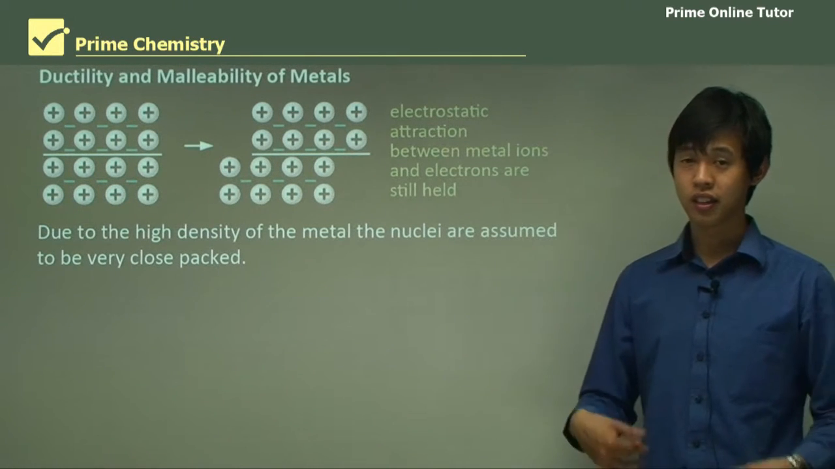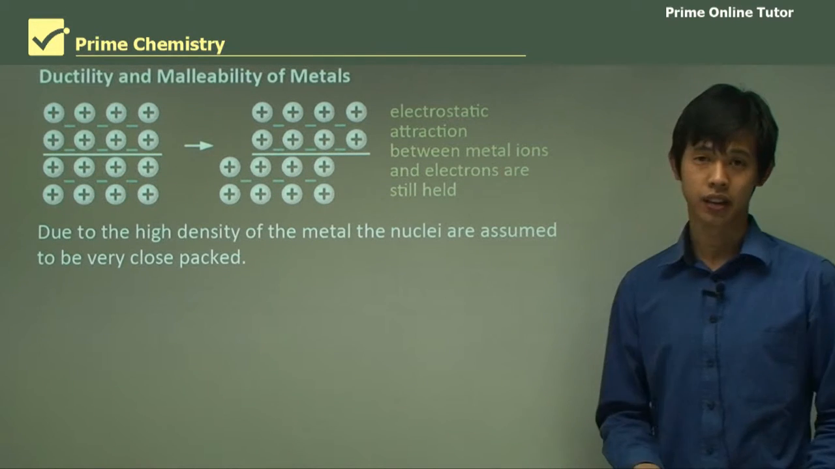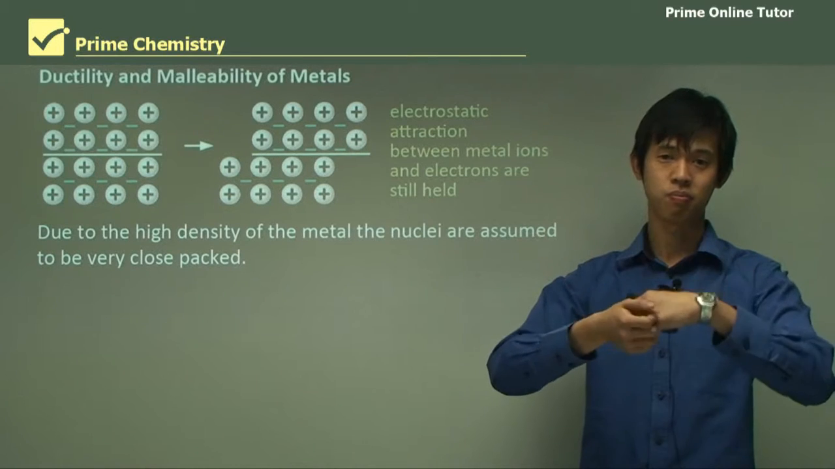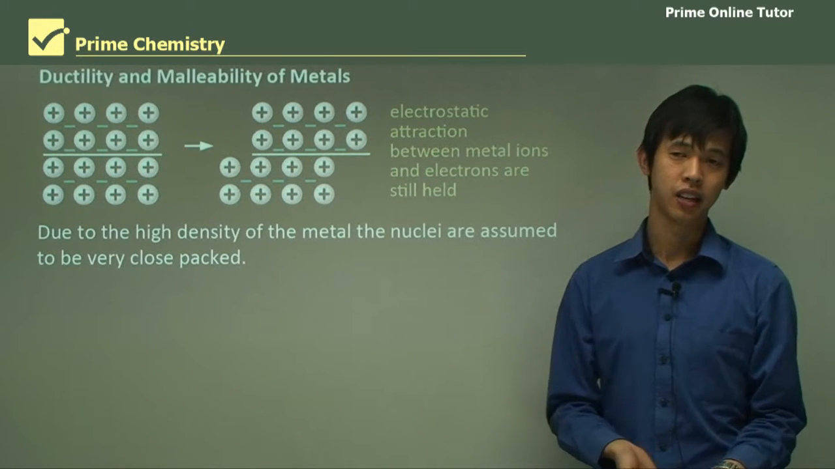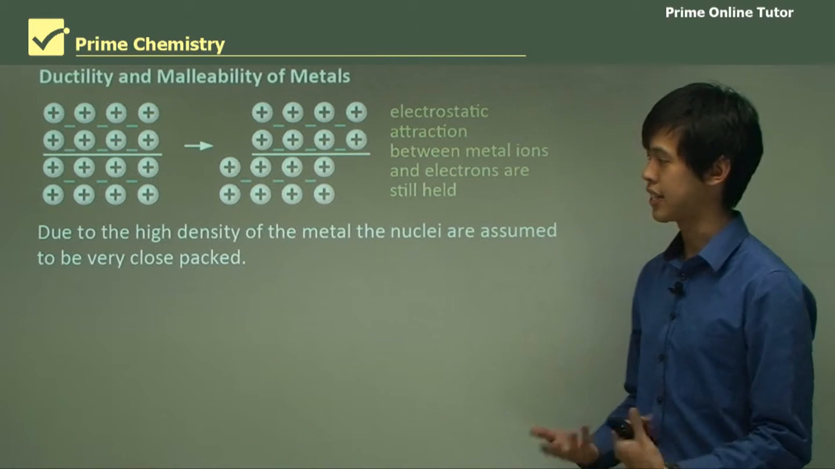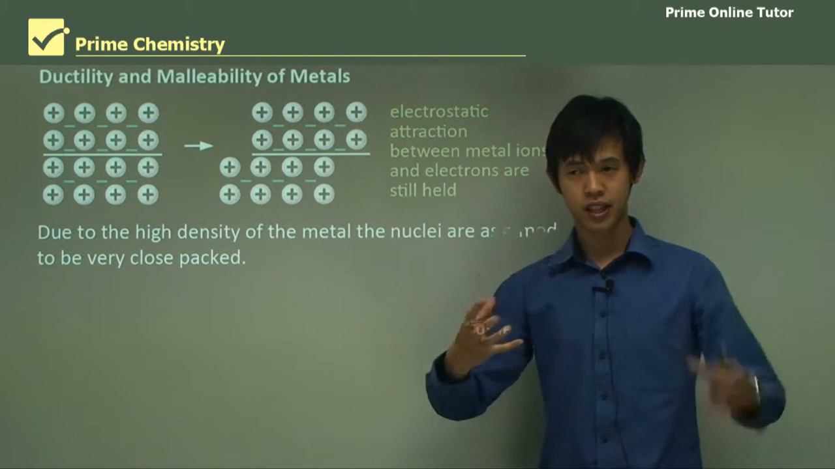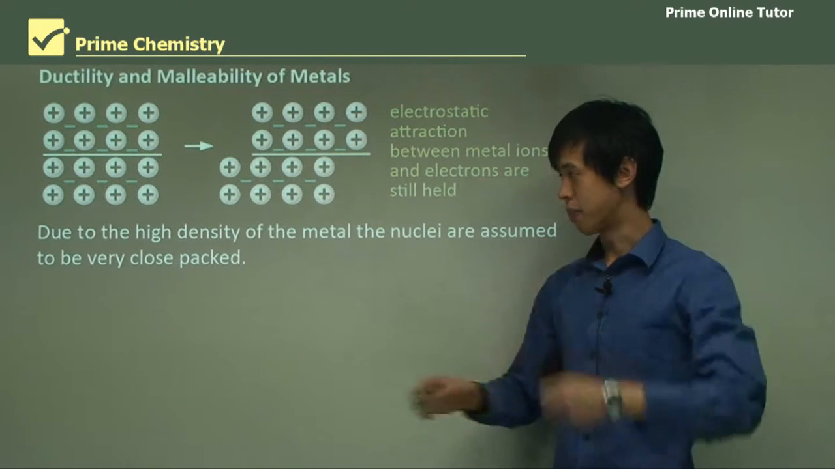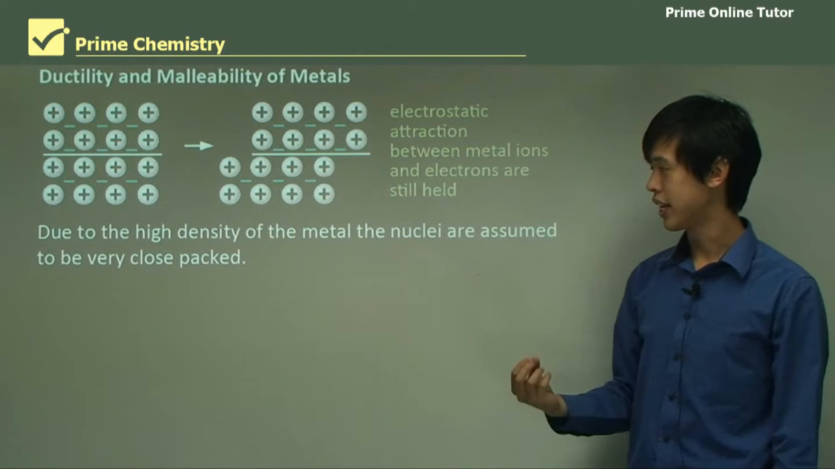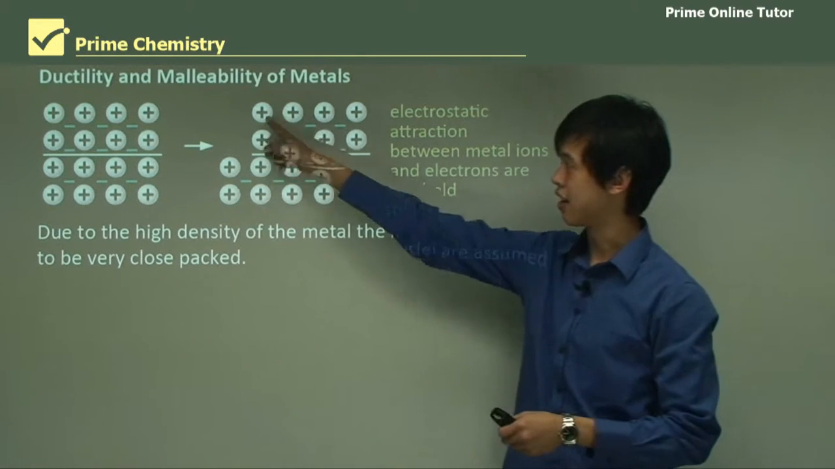Now, the electrical conductivity we've just explained, but what about ductility and malleability? Okay, how come they exist? Why doesn't the lattice just explode into a million pieces when we hit it, like a diamond does? Why does it just bend and warp? Okay, so that's our next question. Because each of the ions is really closely packed, because it's a highly dense material, the nuclei are very close together. Okay, so these guys are quite close together.